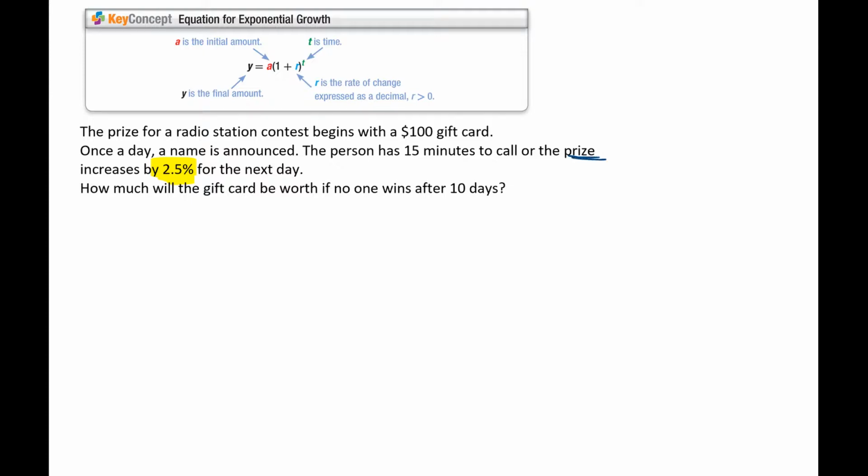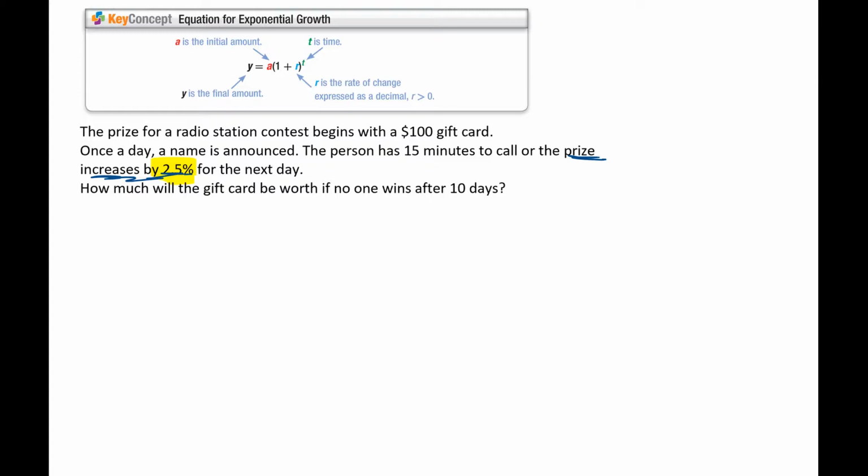Notice here, the prize increases by 2.5%. So that $100 gift card increases by 2.5% the next day. Percentage relies on how big the thing is. So $100 increased by 2.5% is $102.50. Increase that again by 2.5%, and you're not just tacking on $2.50. This time you're tacking on about $2.55. Increase it again, and you're tacking on about $2.62. So how much you're adding each time gets more and more. That's exponential growth. How much will the gift card be worth if no one wins after 10 days?